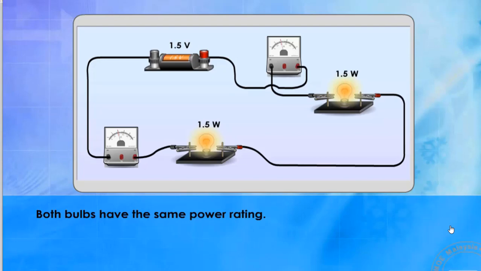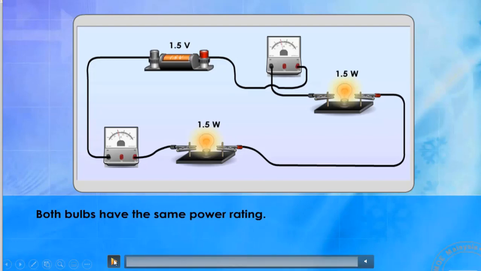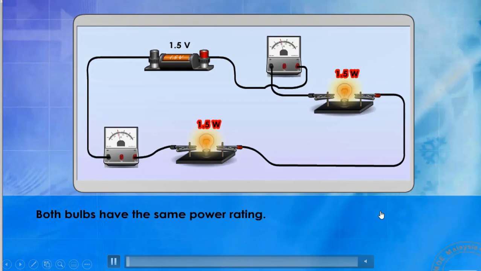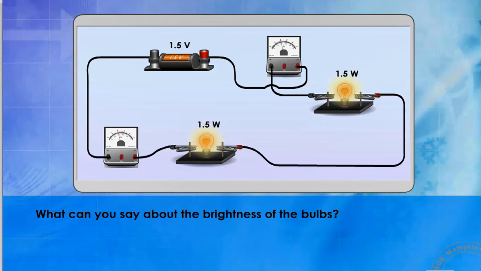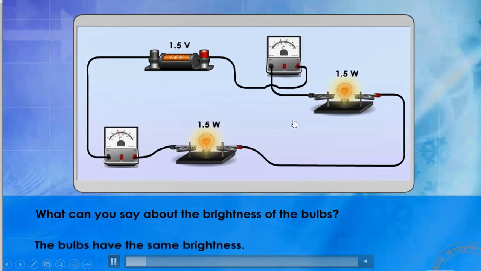Okay, we continue with the next lesson. I would like to share with you the value of current and voltage, or potential difference, in either series or parallel circuits. Now we start with the series circuits. We have two bulbs with the same power rating, 1.5 watts and also 1.5 watts. Now what can you say about the brightness of the bulbs? Both have the same brightness.